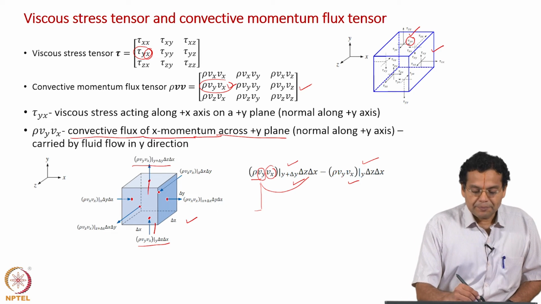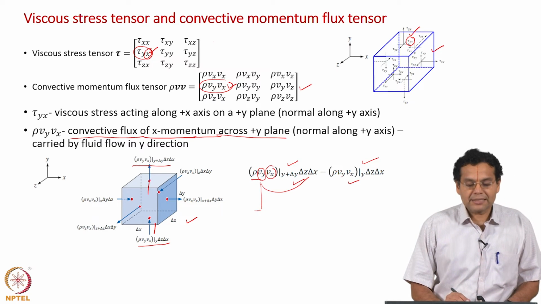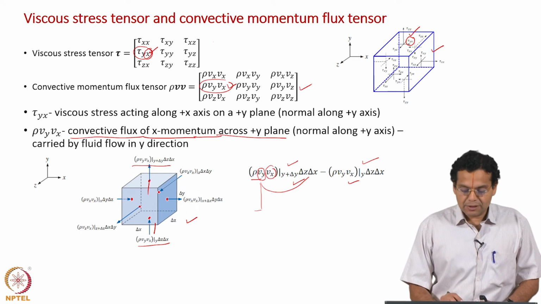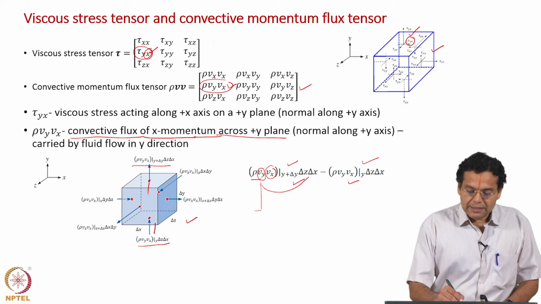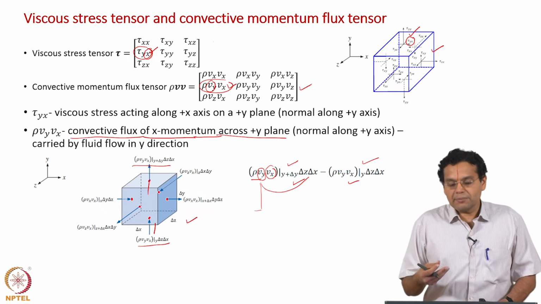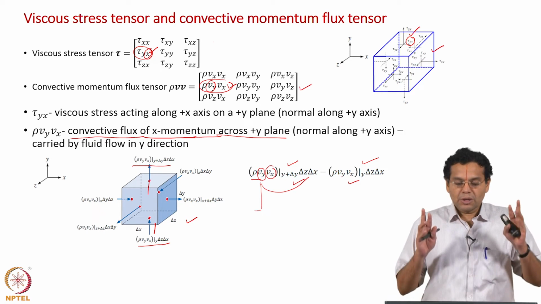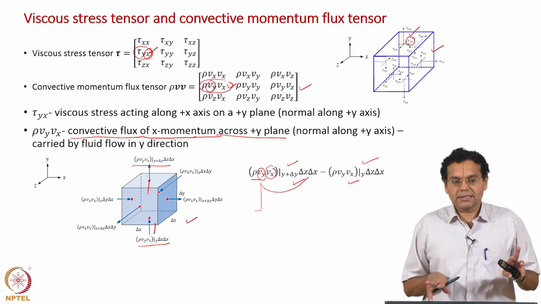In this case the two directions are, one is the direction of the force, and the other is the direction of the plane. Here also the first subscript represents the direction of the plane. Why is it the direction of the plane? Because there is a flow along that direction. The second subscript represents the direction of the momentum. So, both the tensors have two directions.